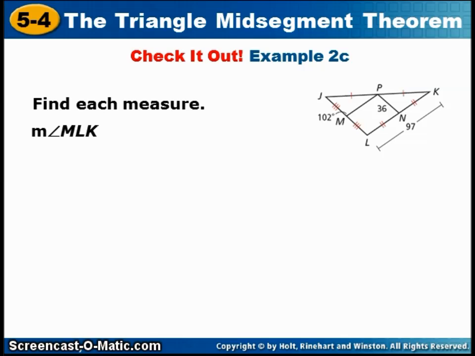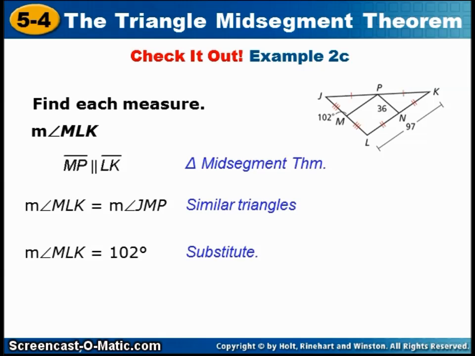Alright, I've got one more for you to try out. This one I want you to find the measure of angle MLK. Pause the video. Alright, because MP is the midsegment, it's going to be parallel to LK, which means that JMP and MLK are going to be corresponding angles. So that means it is also 102 degrees.